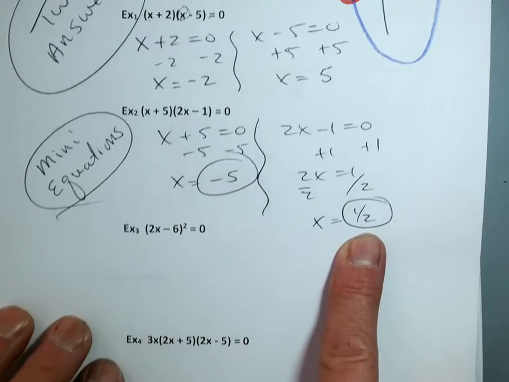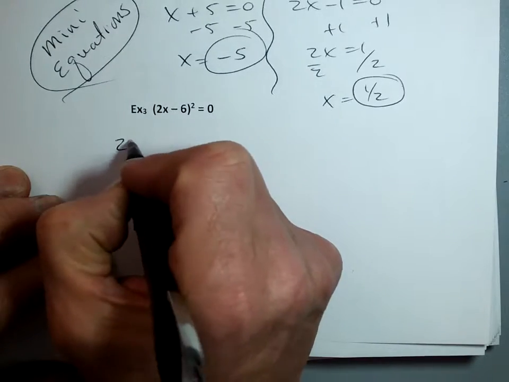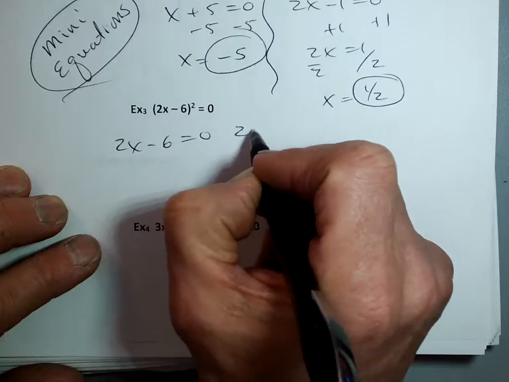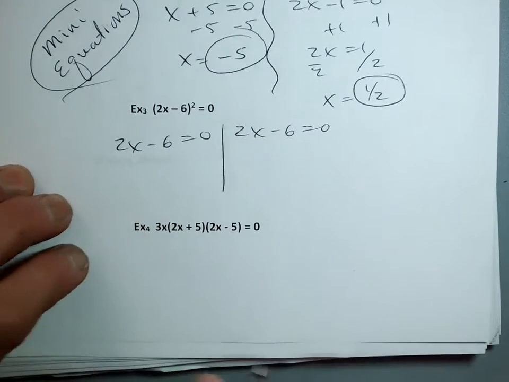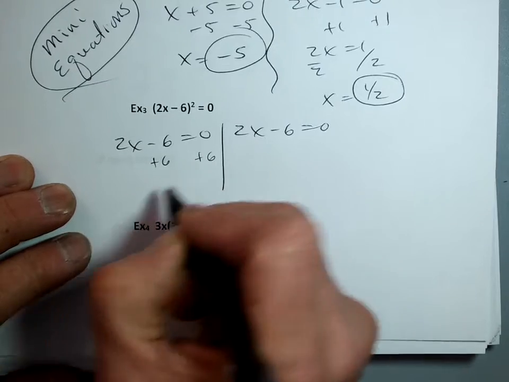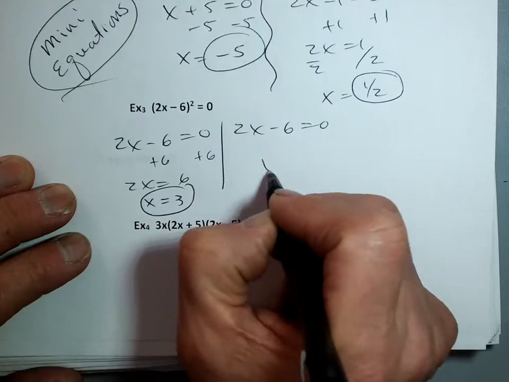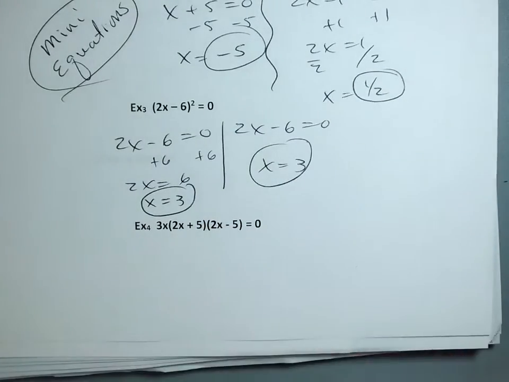Example 3 is a little weird because there should be two answers, and there will be two answers, but it's going to be the same answer twice. So, mini equations: 2x minus 6 equals 0 and 2x minus 6 equals 0. Now, of course, you're thinking, Mr. Davies, do we really have to solve it again? No, but I want to show you there will be 2 answers. Plus 6, 2x equals 6, divide by 2, x is 3. So it happens twice, the same answer twice, but you still got 2 answers.